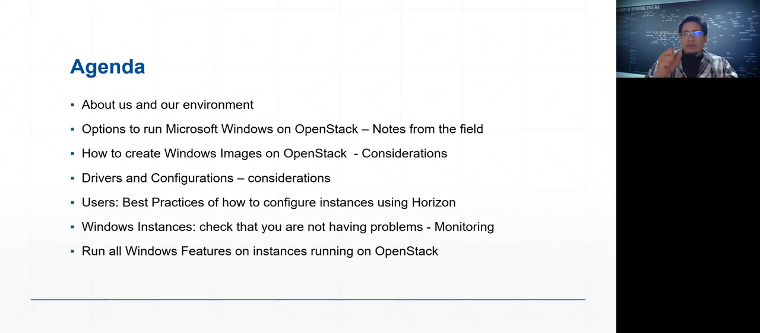Then let's switch to the best practices on how to configure instances using Horizon, but focus on the users. The users are the main principal character over here. And then let's go to the Windows instance, check that you are not having problems, what you need to do, monitor, and then we will see all the features running on Windows on OpenStack, okay?